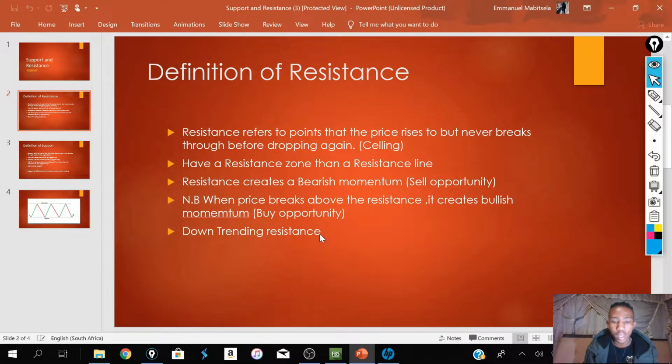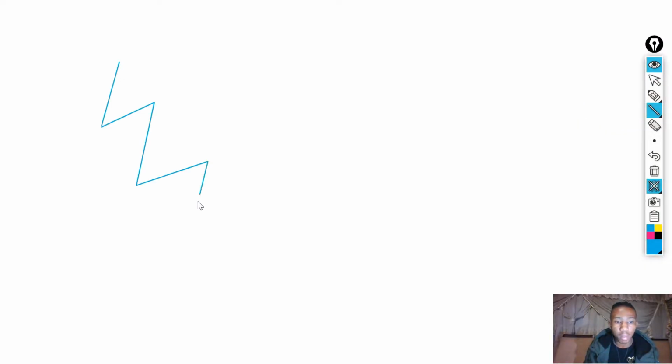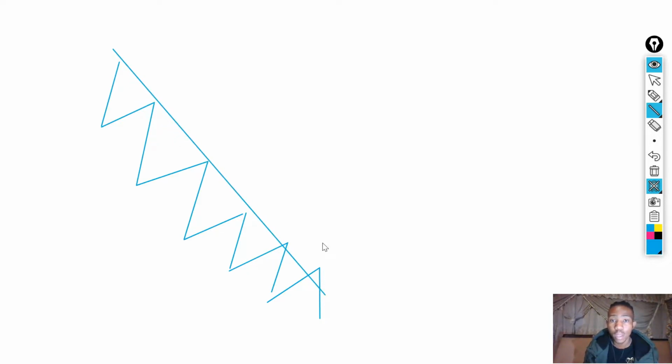A downtrending resistance. Let's say we have a bearish channel going this way. What you need to do is we have our trend line here. As I said before, it's better to have a zone than a line. So we're using a zone here to cater for all the touches we have to the market. So the reason I'm calling this a downtrending resistance is because this is a trend line that is going down at the same time resisting this point from going above it. Hence, I'm calling it a downtrending resistance. So I want to show you how to spot this in an actual market.